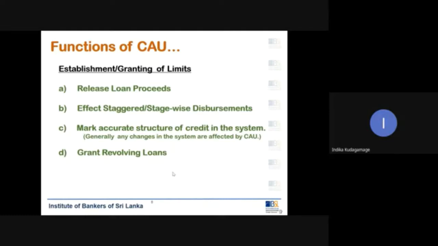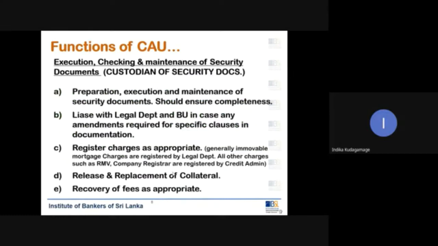Then when you talk about short-term revolving facilities, revolving facilities disbursement has to happen from a central unit or separate unit. Then execution and maintenance of security documentation. CAU is the custodian of documents. Right? So they are responsible for the offer letter preparation. They have to make a proper offer letter.